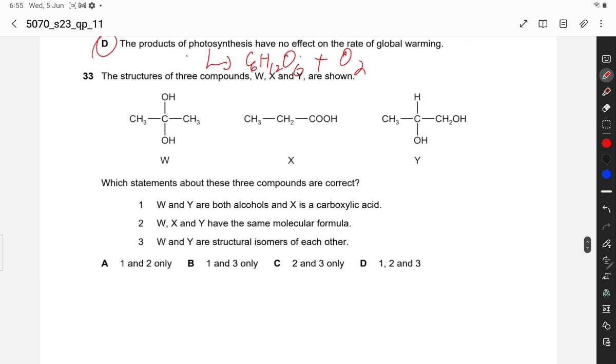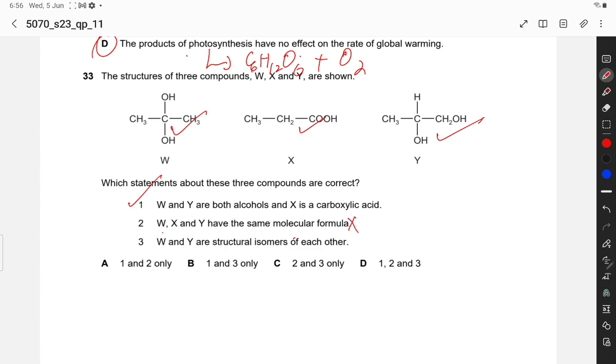The structures of three compounds W, X and Y are shown. Which statement about these three compounds is correct? W and Y are both alcohols and X is a carboxylic acid. Yes, this is alcohol, this is carboxylic acid, and this is also alcohol. So the first statement is correct. W, X and Y have the same molecular formula.